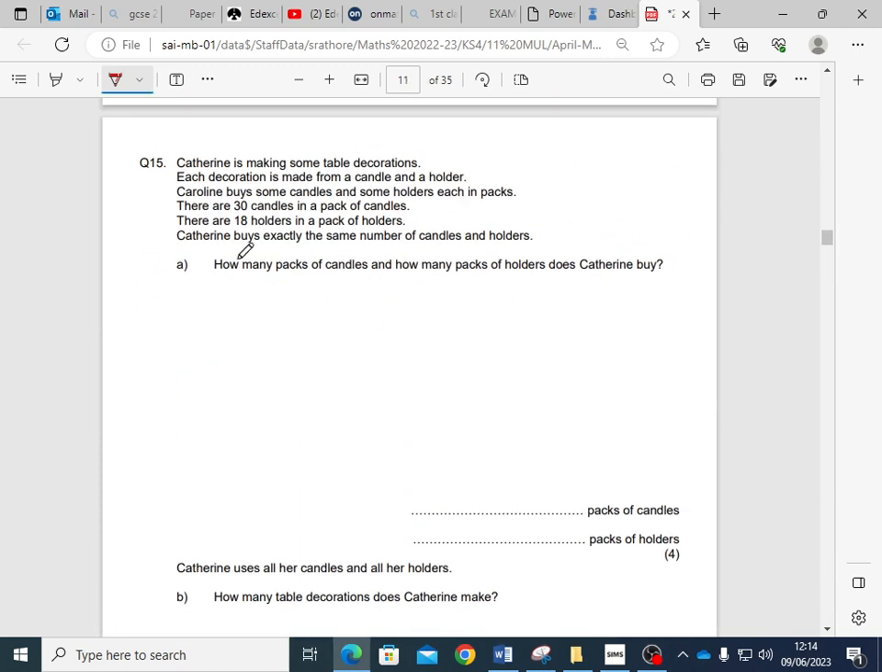Now, when you got something like this, Catherine is making a table decoration. Each decoration is made from a candle and a holder. Caroline buys some candles and some holders in packs. 30 candles in a pack, 18 holders in a pack. She wants exactly the same number of candles as holders. Write down how many packs of candles and how many packs of holders does she need?